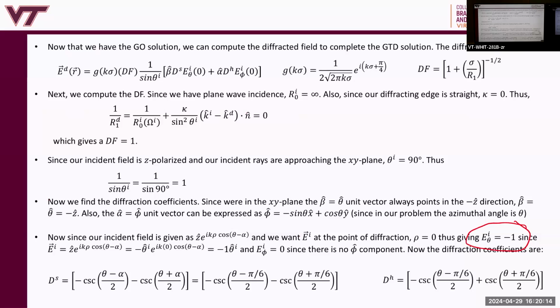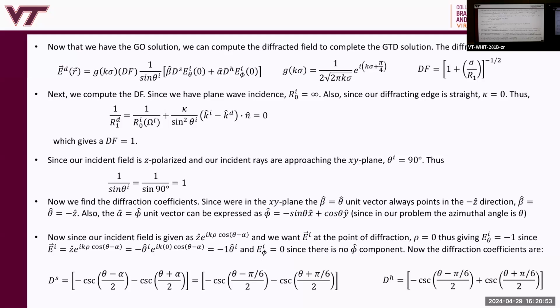The incident field is minus z polarized, right? Because theta hat is minus z, as we said, so it's -1. So E incident here, which is z hat e to the ik rho cosine (phi minus alpha), z hat is minus theta incident, and therefore E theta incident is -1. E phi incident is 0 in the plane of interest that we're in. We're talking about E_z polarized here, so it's only a theta component.